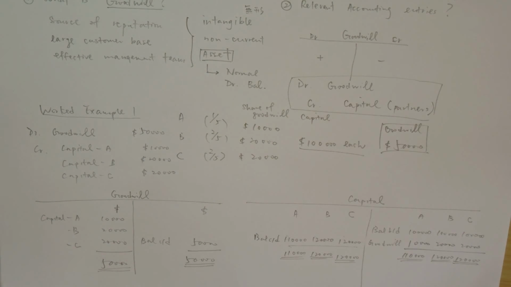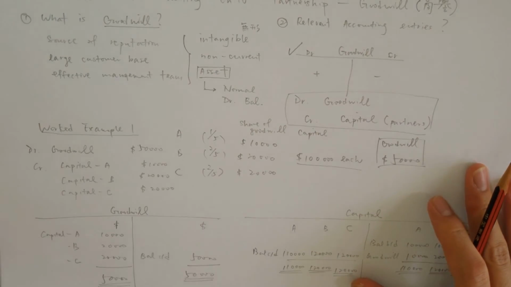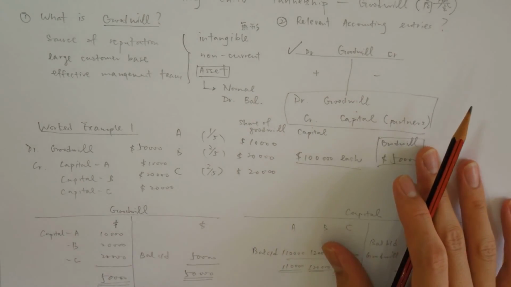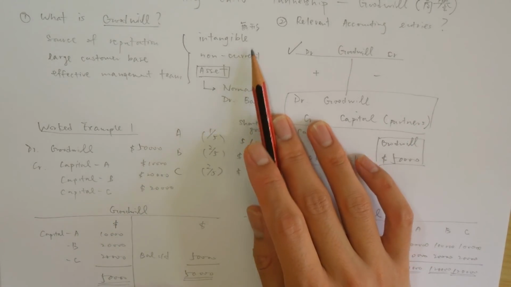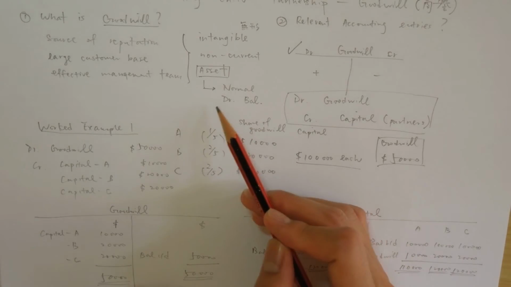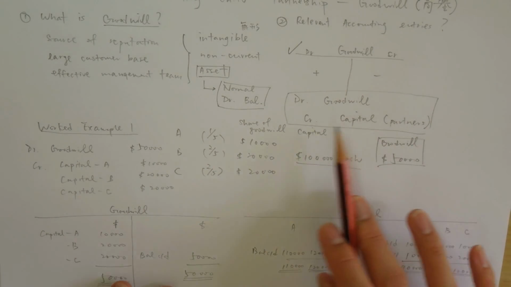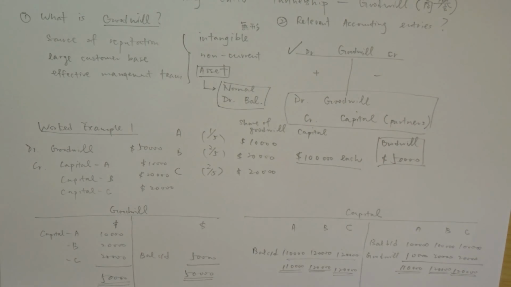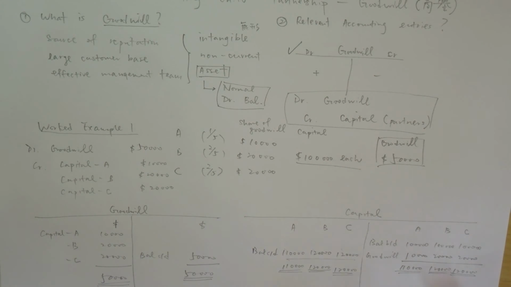So if I summarize, remember for the goodwill, if the goodwill account exists, just like this one, you need to memorize that goodwill is an intangible non-current asset. The normal balance will be a debit balance. And next one, for the entry, debit the goodwill, credit the capital. And the goodwill normally will be shared based on the profit and loss sharing ratio.